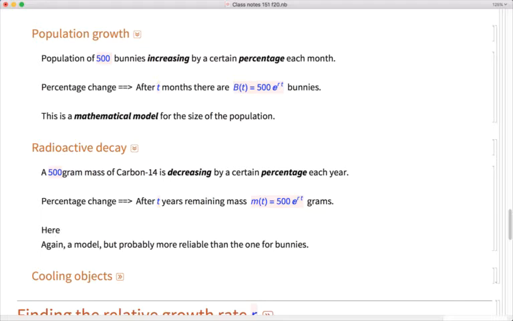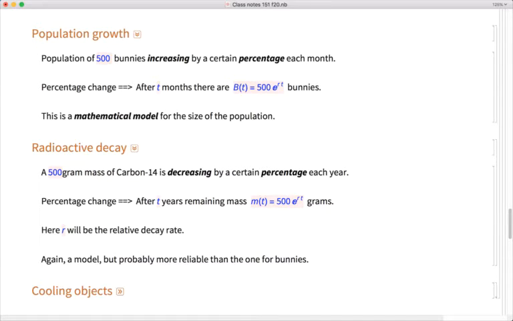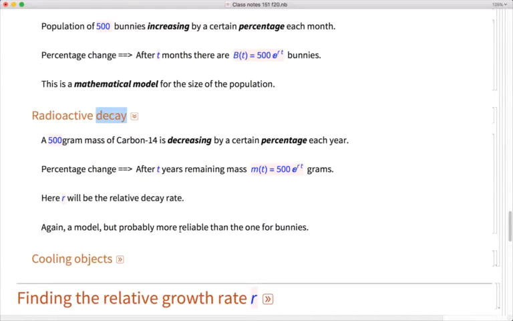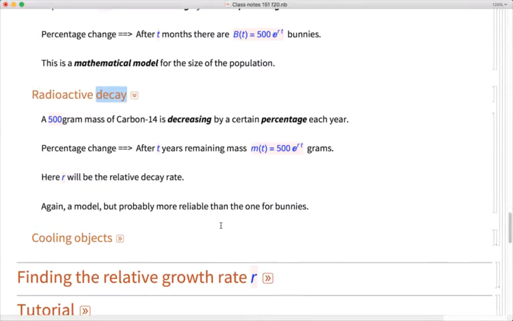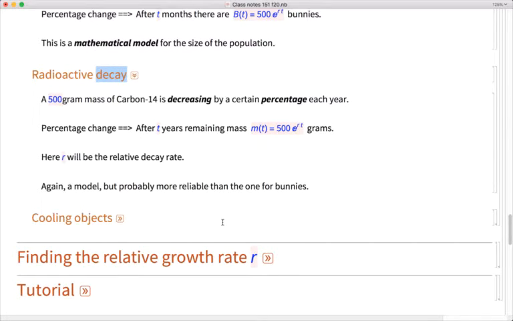So here r will be the relative decay rate. That's, oops, second time I botched that spelling. This is referring to radioactive decay here. Again, this is a model for what the mass of this carbon-14 will be, but it certainly seems like this is going to be a more accurate model than the bunnies. The carbon-14 is going to be behaving in a much more predictable, uniform manner than a bunch of wild bunnies running around.